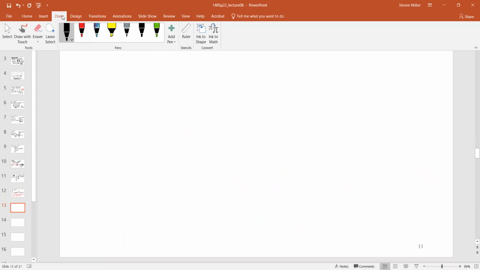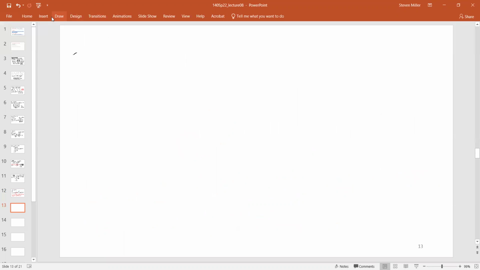All right, what I want to do now is I want to do an interesting example. Let's integrate from 1 to n of the natural log of x dx.